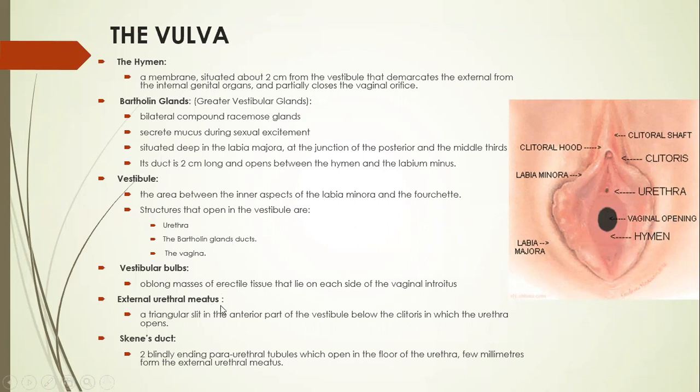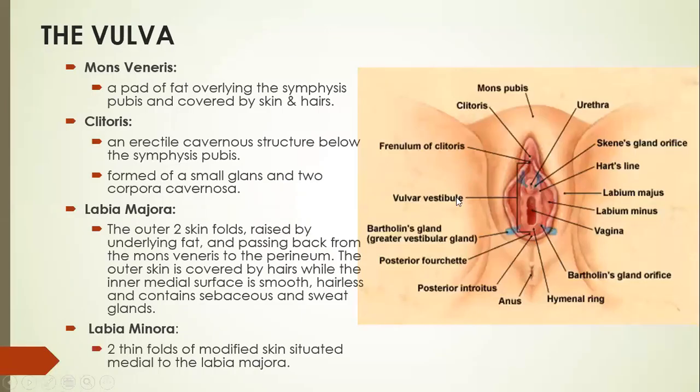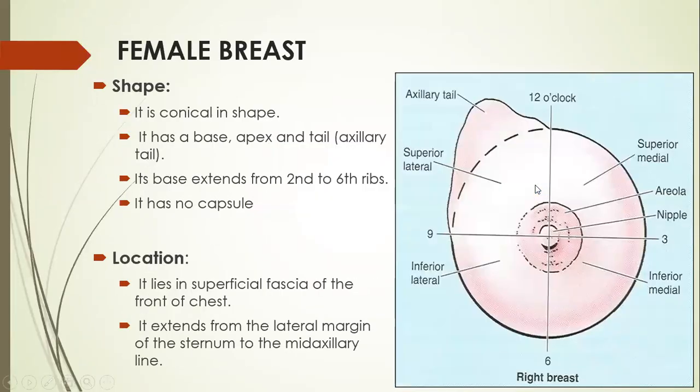The urethral opening is called the external urethral meatus. It is a triangular slit in the anterior part of the vestibule, just below the clitoris, in which the urethra opens. Then we have one more type of gland, the Skene's ducts and glands. These are two blindly ending paraurethral tubules which open into the floor of the urethra, a few millimeters from the external urethral meatus. If you see here, these are the Skene's glands and their orifice openings.